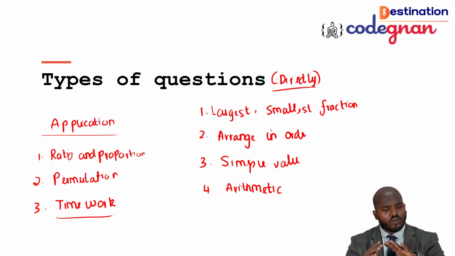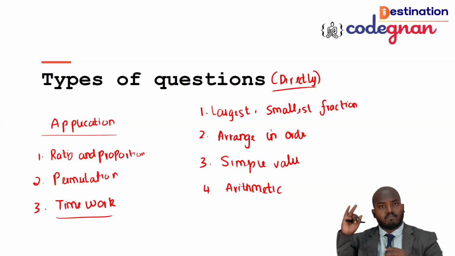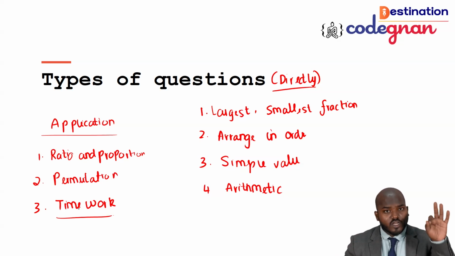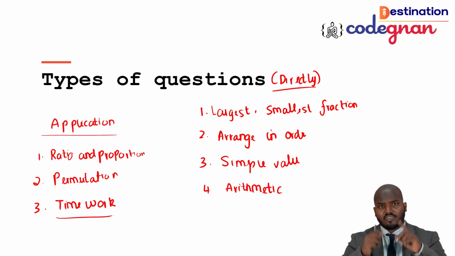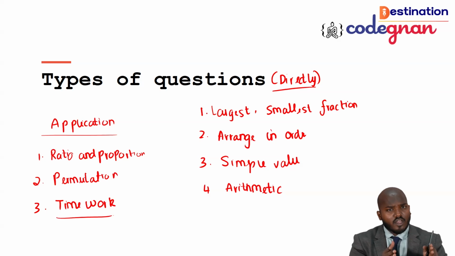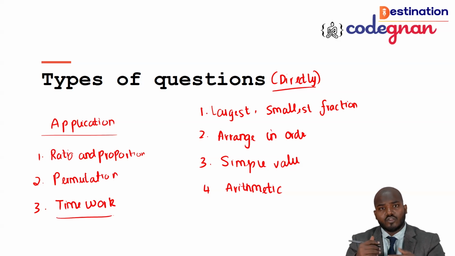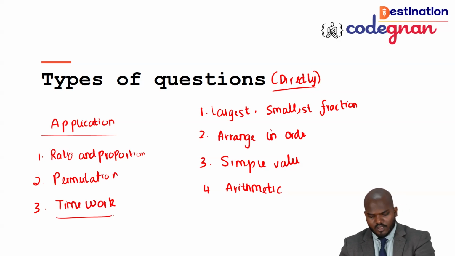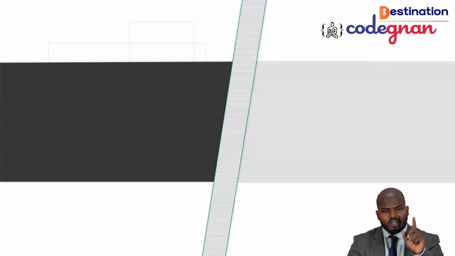So what applications have I told you? Ratio and proportion, permutation and combination, and the third one is time and work. These are the very common core topics dealing with fractions. If you learn these topics very clearly, guys, you can make the calculations for these topics in a very easy way, I promise you. Okay, so going onwards, guys, you're going to learn something here.